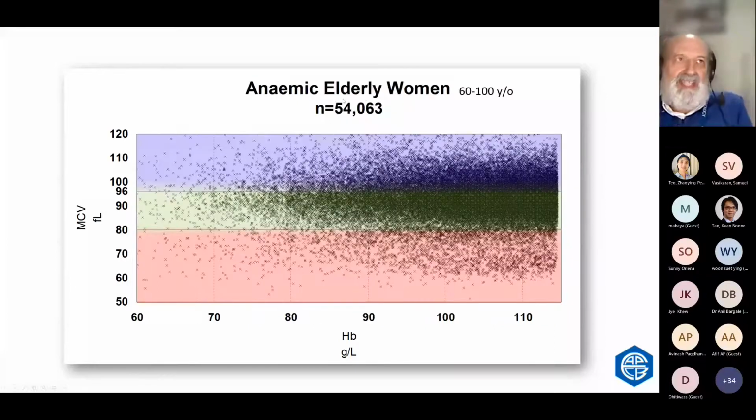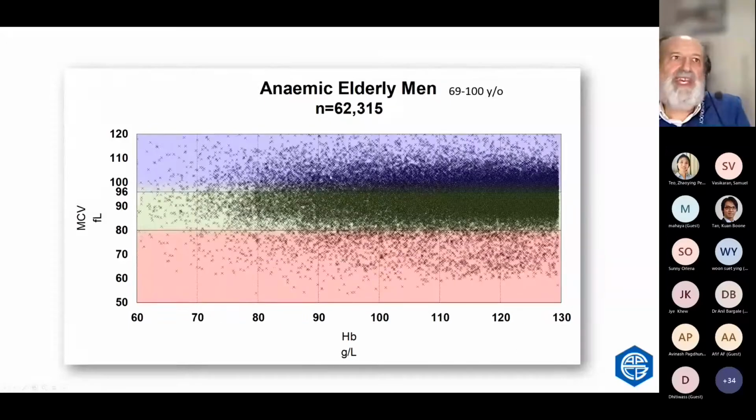And then in elderly women, now we're seeing the normocytic and macrocytic being much more common than iron deficiency. And same with men, normocytic and macrocytic are much more common than microcytic, such as iron deficiency. So that was just to give you a feel that those categories of microcytic, normocytic, and macrocytic vary according to age and gender.